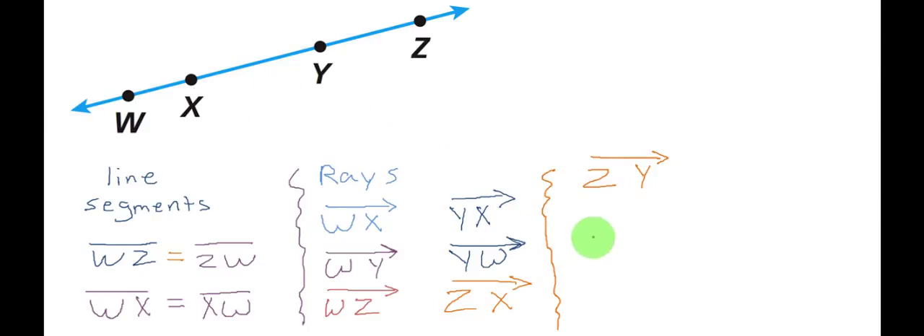So ray ZW, I'm going to change that color. So another way to name this would be starting at Z, passing through W. So ray ZW is another way to name ray ZY.